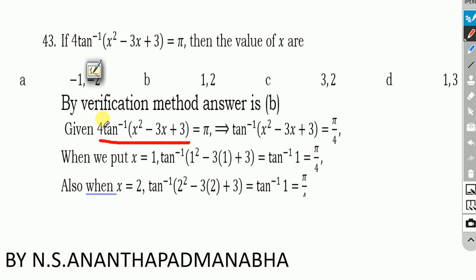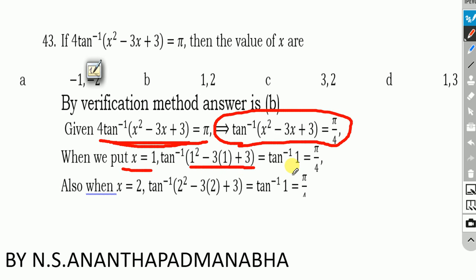4 tan inverse of x square minus 3x plus 3 is equal to pi implies tan inverse of x square minus 3x plus 3 is equal to pi by 4. So when you put x equals 1, 1 square minus 3 plus 3 is 1, which gives tan inverse of 1. When x equals 2 also, this is pi by 4. So option B is the right answer.